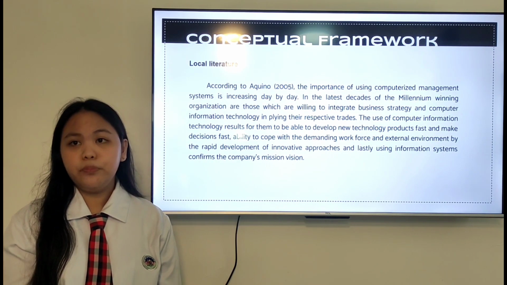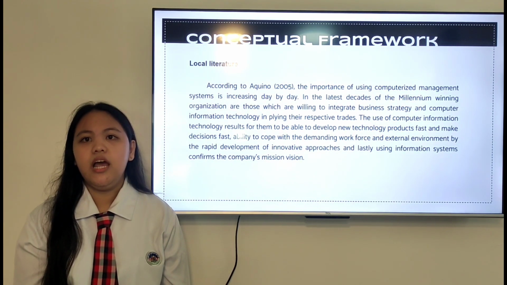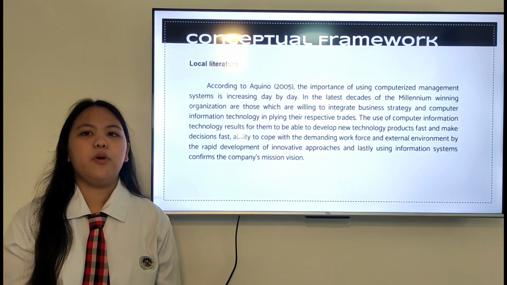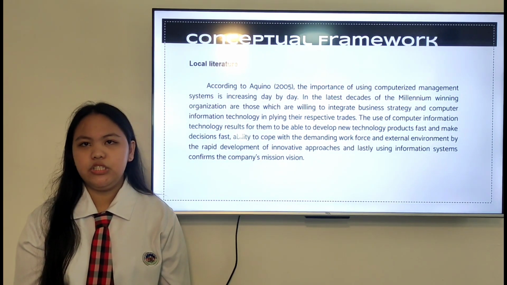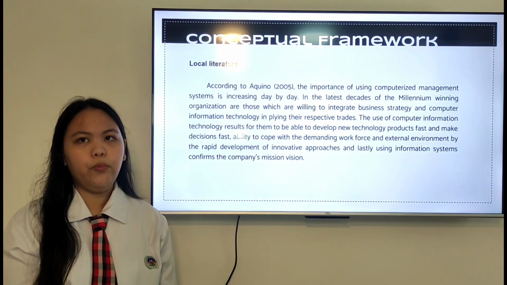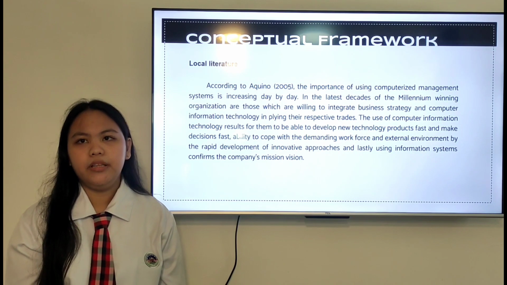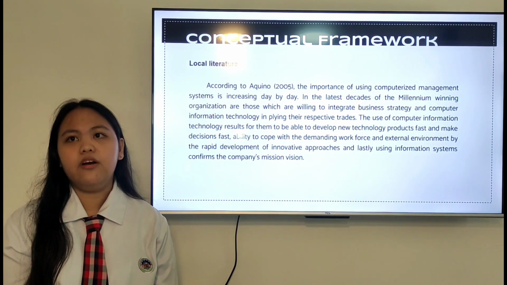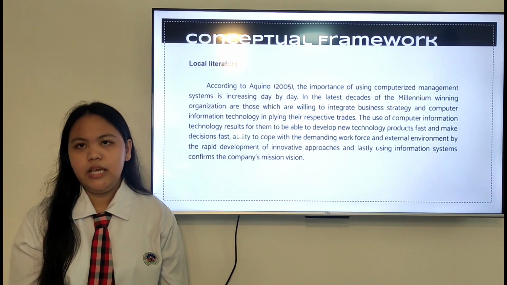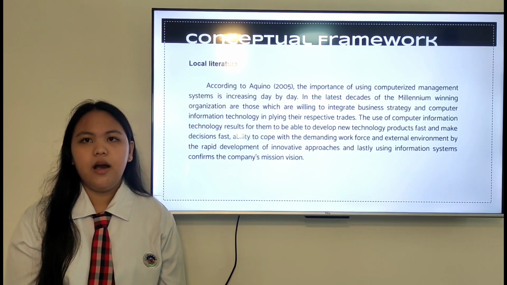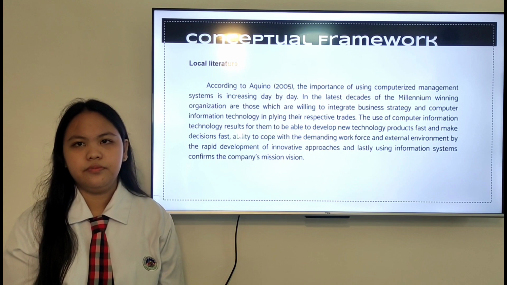The use of computer information technology enables them to develop new technology products fast and make decisions fast, with the ability to cope with the demanding workforce and external environment through the rapid development of innovative approaches. And lastly, using an information system confirms the company's mission and vision.